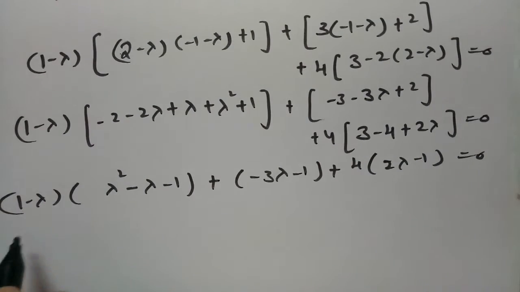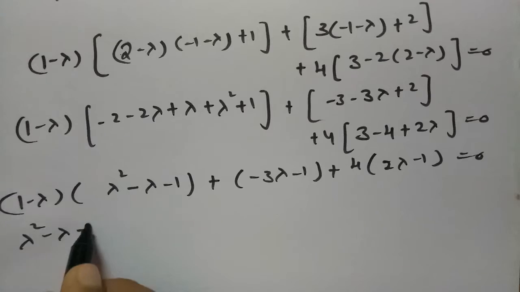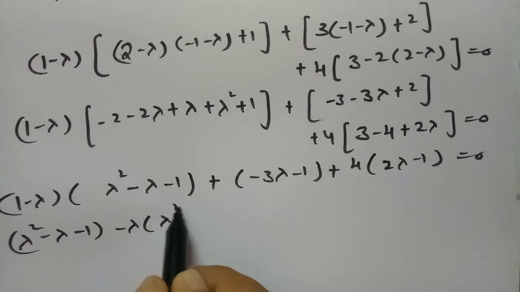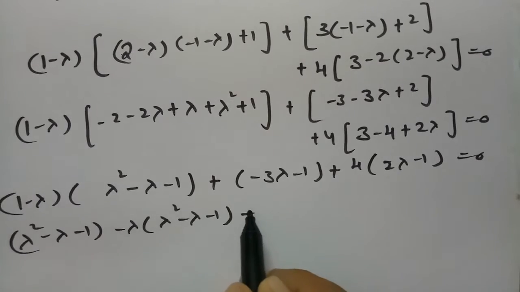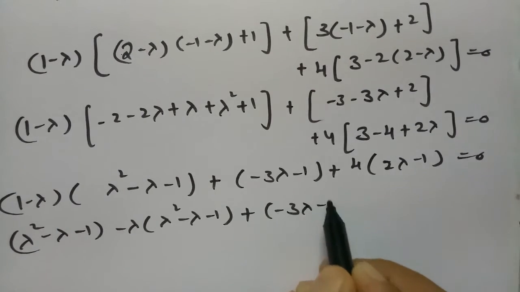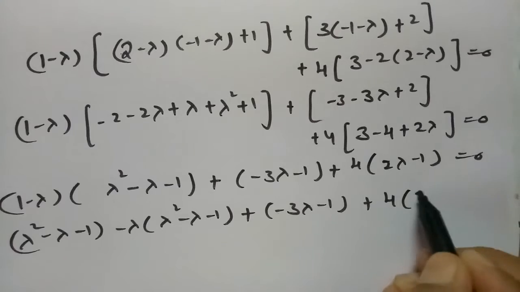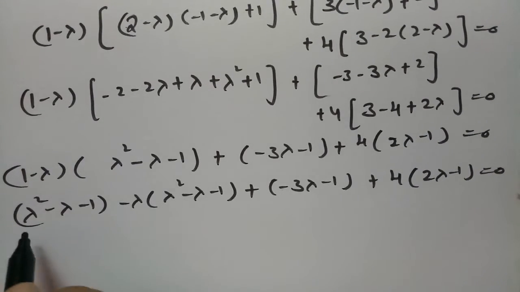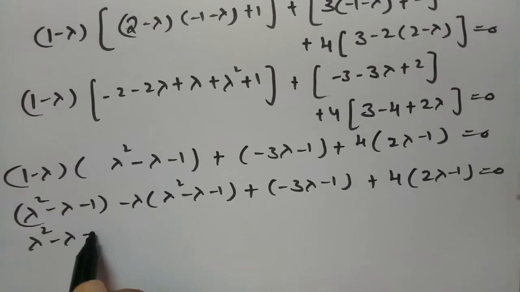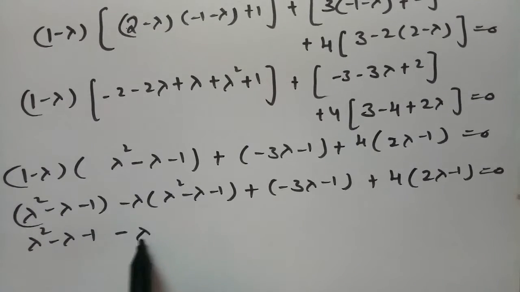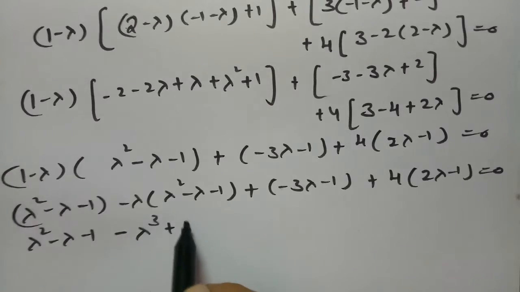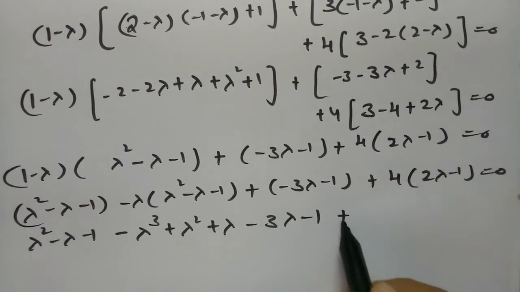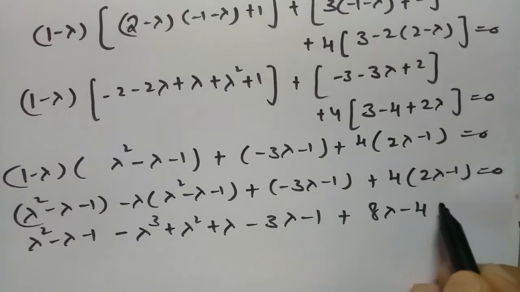So if I multiply with 1, this will be lambda square minus lambda minus 1, and for one time, and minus lambda times lambda square minus lambda minus 1 plus minus 3 lambda minus 1, this is 4 times 2 lambda minus 1, equal to 0. So if I multiply, this is lambda square minus lambda minus 1, so this will be lambda cube plus lambda square plus lambda, this is minus 3 lambda minus 1 plus this is 8 lambda minus 4, equal to 0.